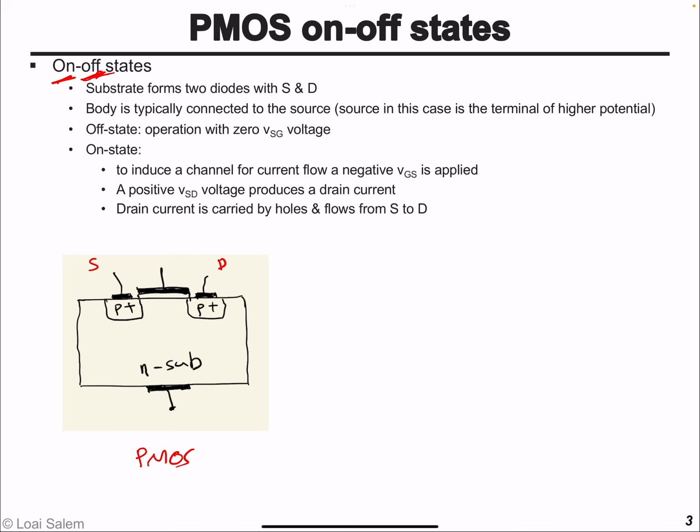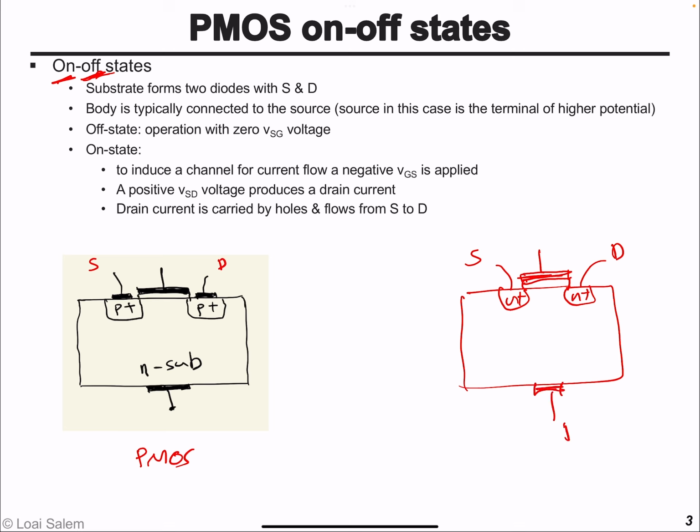So in an NMOS, that wasn't the case. In an NMOS, we said that the terminal that has the lower potential is going to be the source terminal. On the other hand, in a PMOS, we say the terminal that has higher voltage or higher potential is going to be annotated as the source terminal.